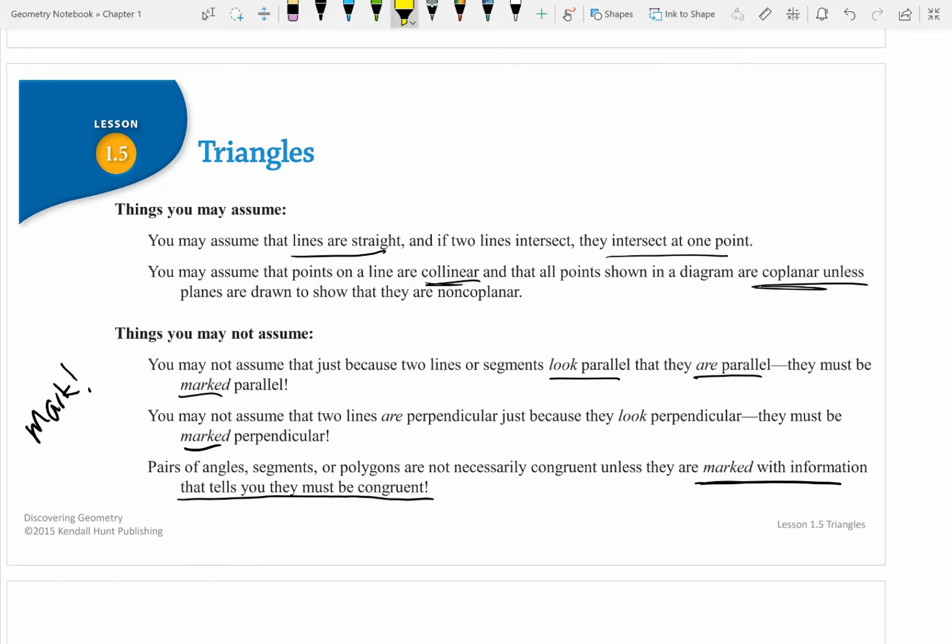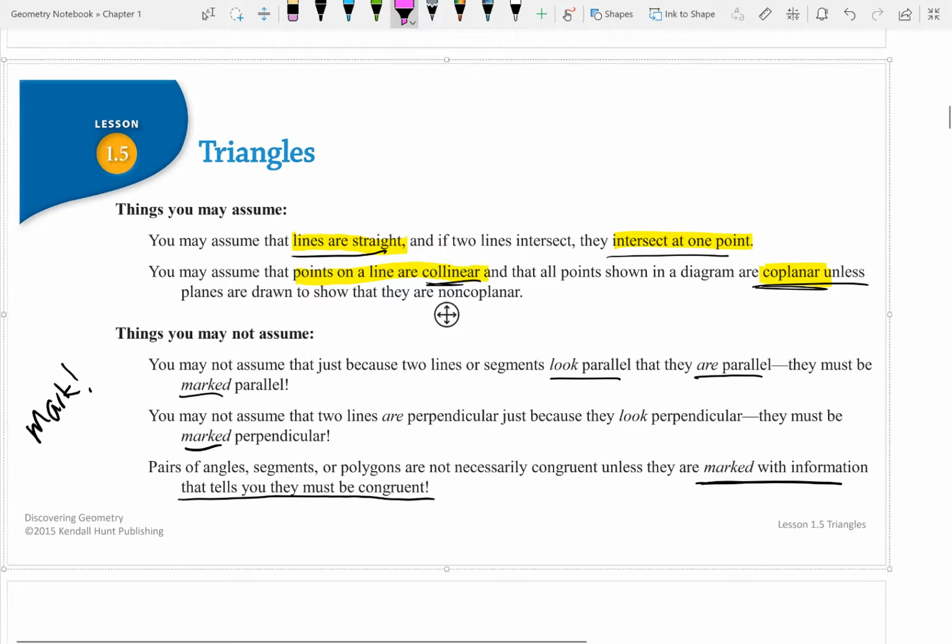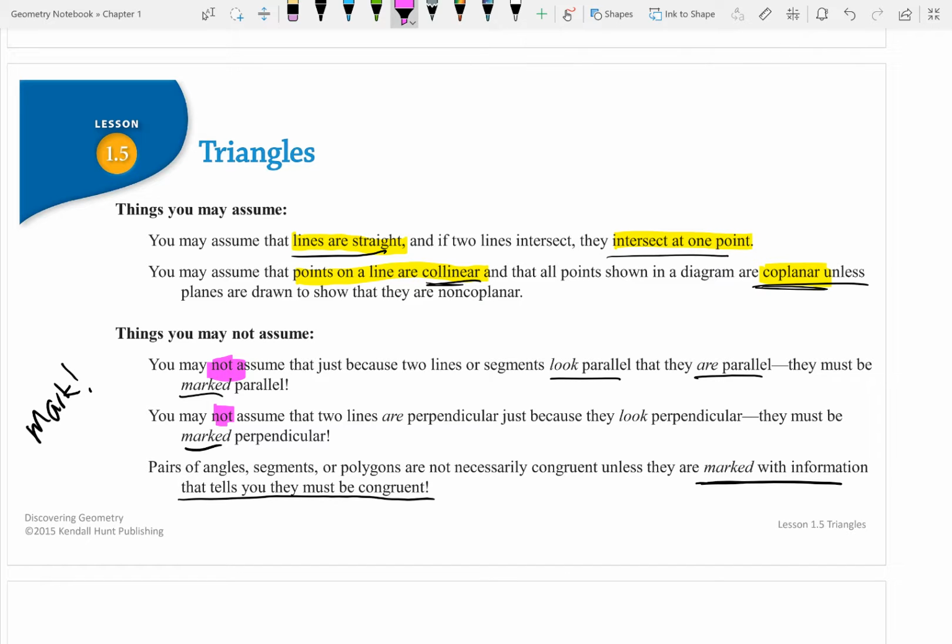All right, so we can assume lines are straight, 1 point intersection. You can assume that points on a line are collinear and that all points in a diagram are coplanar, unless planes are drawn to show that they're not. Remember not to assume. Careful not to assume these things. Parallel, perpendicular, and congruency. Don't assume those things unless it's marked.